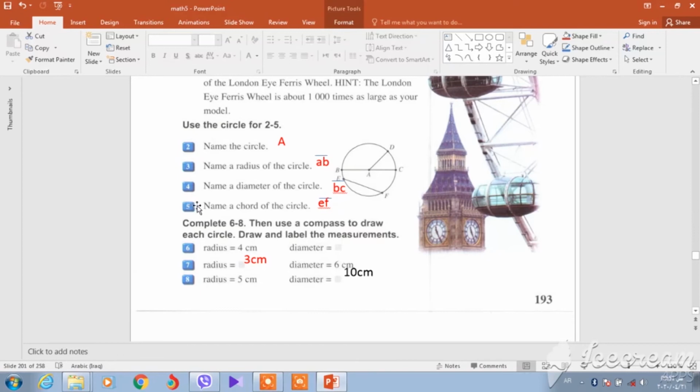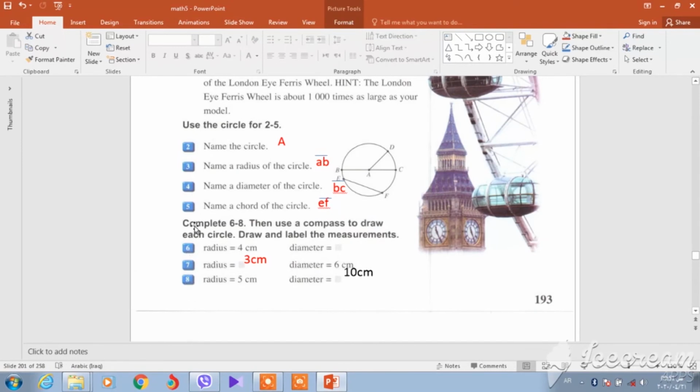Number 5 says name a chord of the circle. Name a chord. Okay, EF is a chord. Line segment EF is a chord in the circle. Okay, now we solve practice 6.